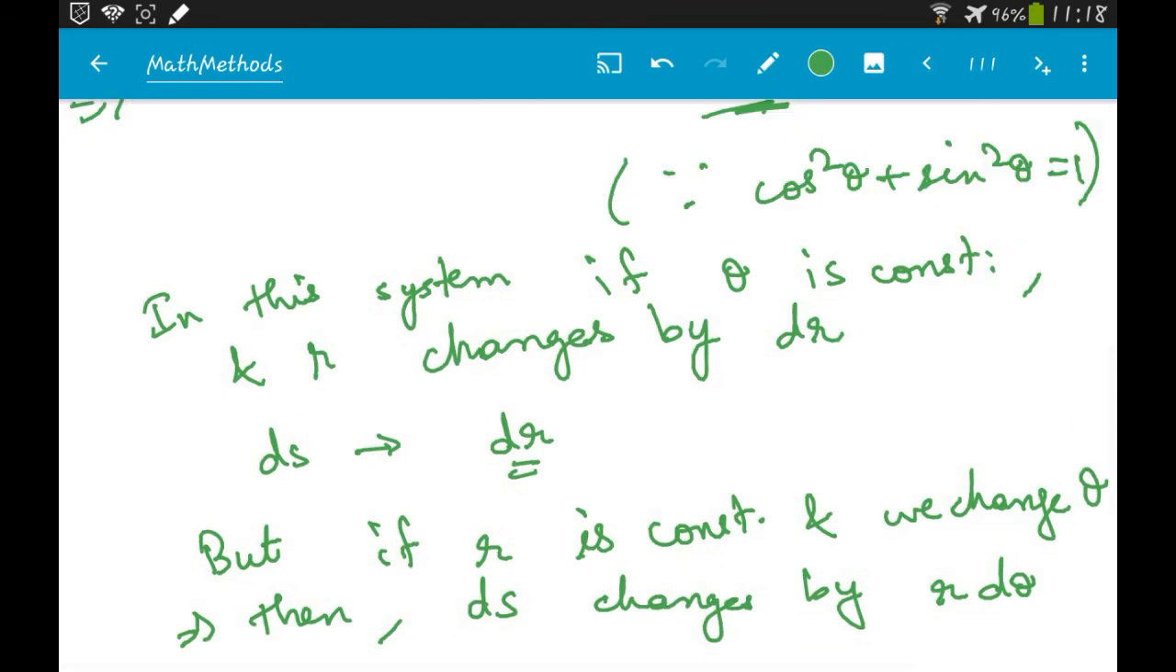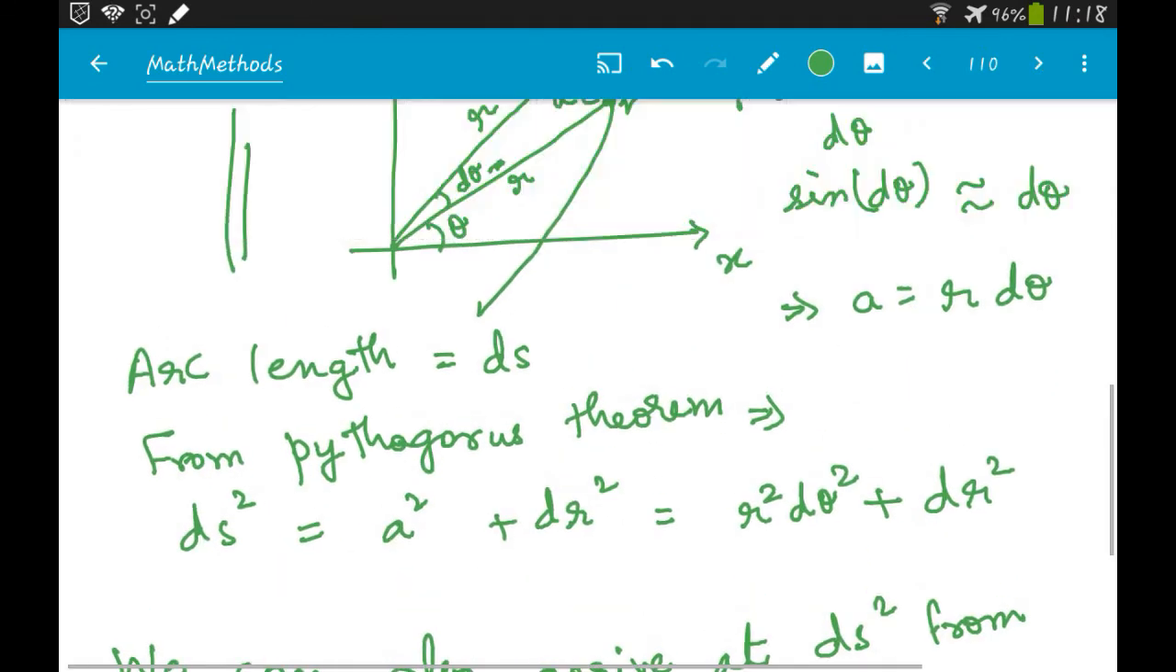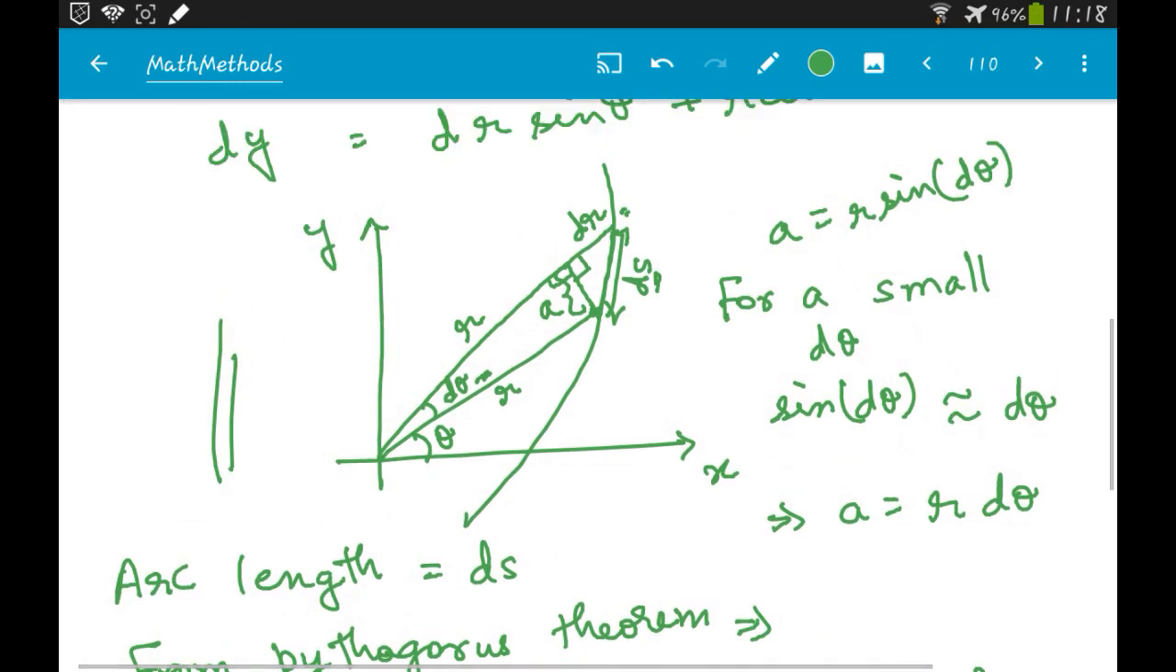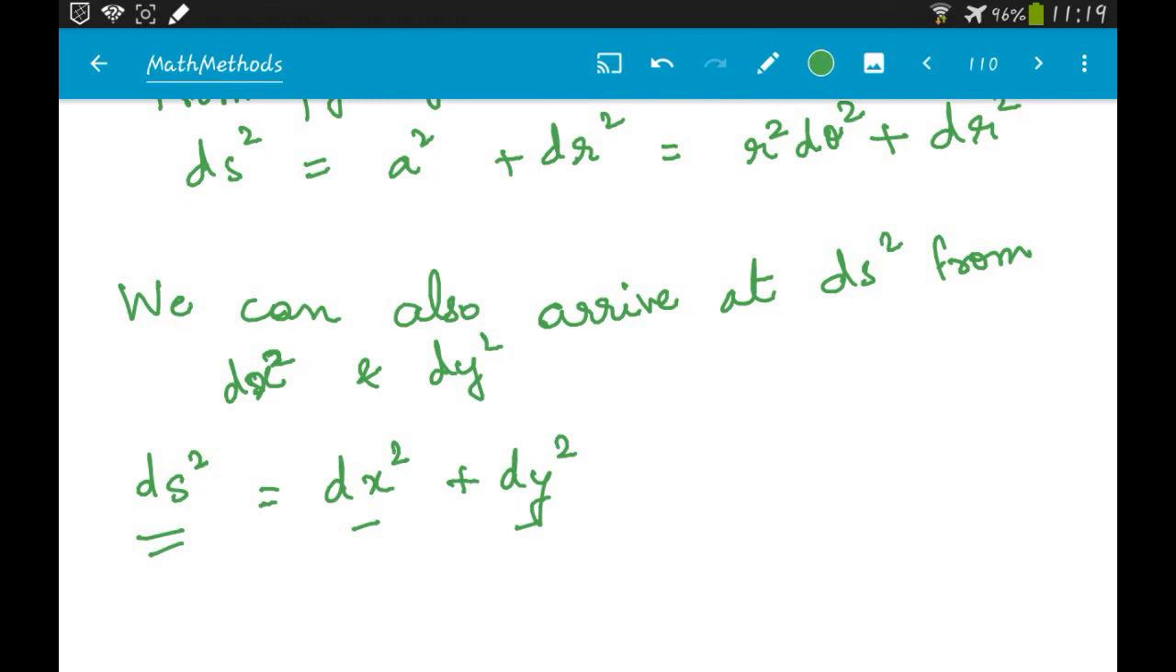Alright, so this ds represents your arc length, and we want to see in this polar coordinate system what is the change in arc length, right? We want to see if we change the vector, and so if the vector changes, then of course your x and y is going to change by dx and dy. So the arc length is going to change, and we want to see what is the change in arc length, and that is represented by this.